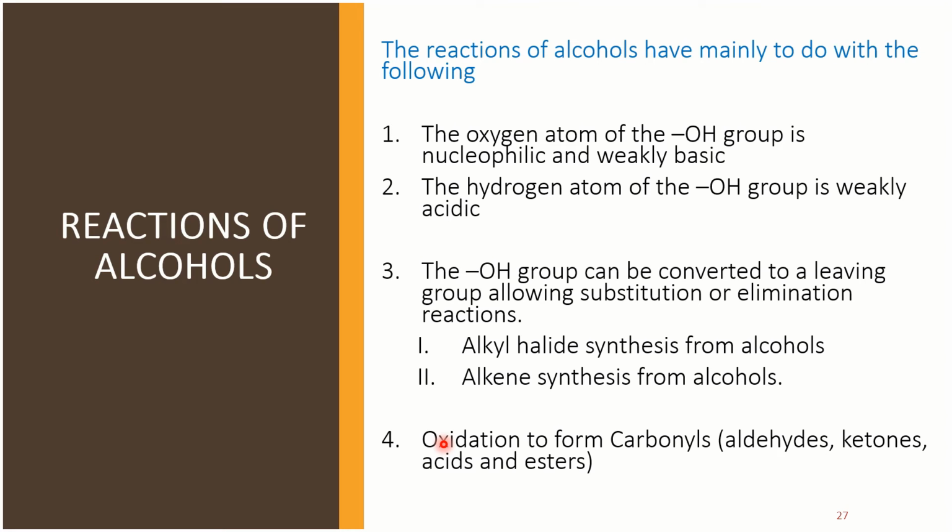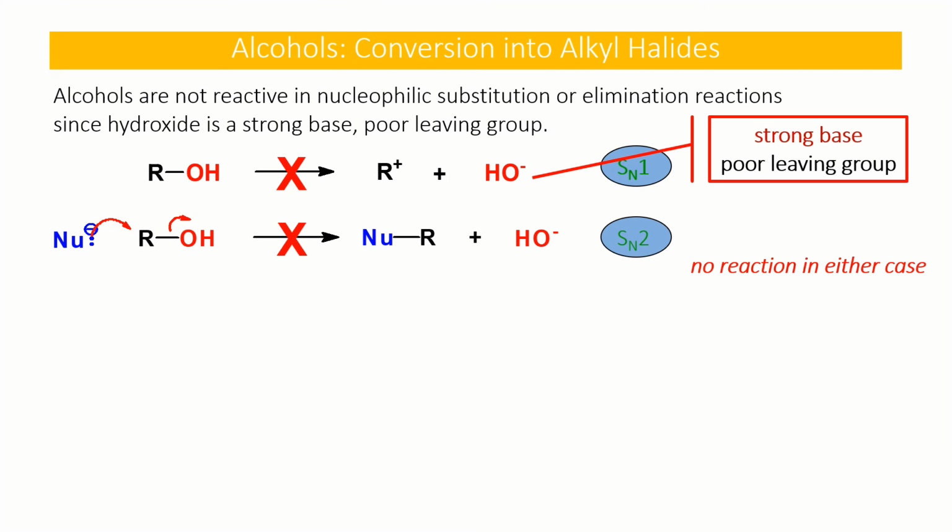Now, the OH group cannot act directly as a leaving group. And so to allow for substitution, we usually convert it to an alkyl halide or some salt species like a tosylate. But we can move forward to substitution and elimination reactions in alcohol. And then we can talk about oxidation to form carbonyls, which is the reverse of the reduction of carbonyls to form alcohols.